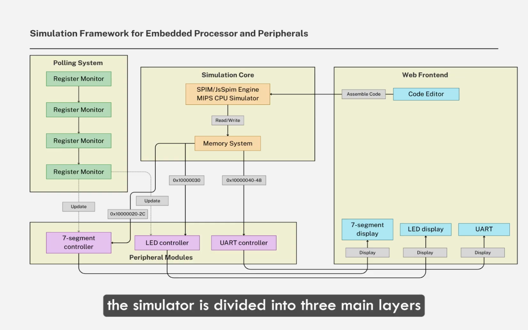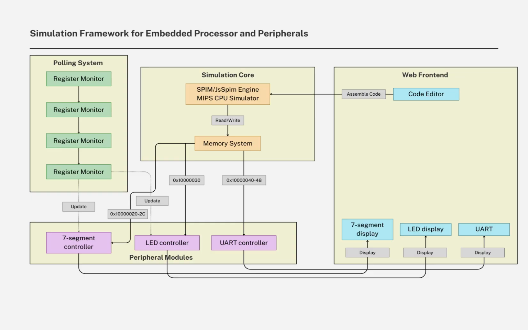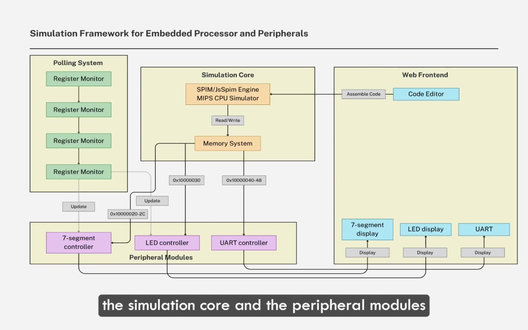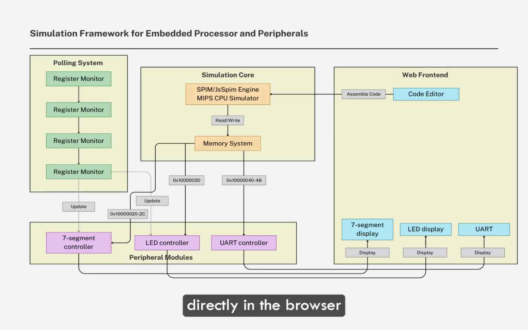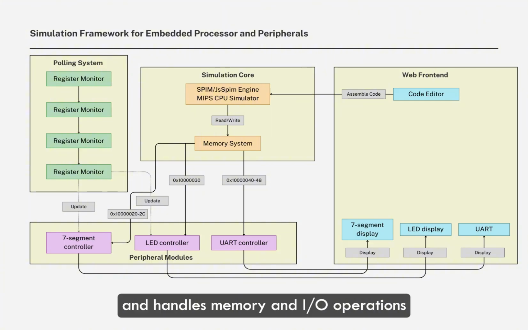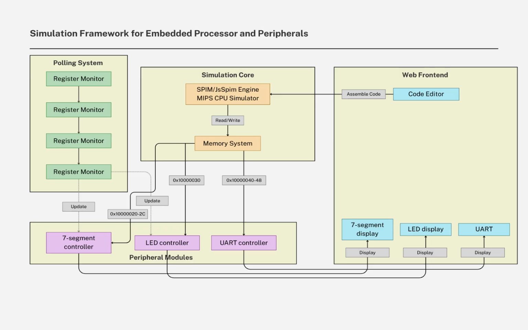The simulator is divided into three main layers: the web front-end, the simulation core, and the peripheral modules. The front-end provides the user interface, where students can write and assemble MIPS code directly in the browser. The simulation core, built on JsSpim, executes the MIPS instructions and handles memory and I/O operations.